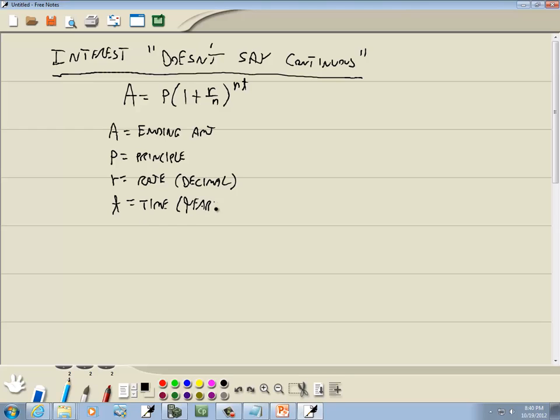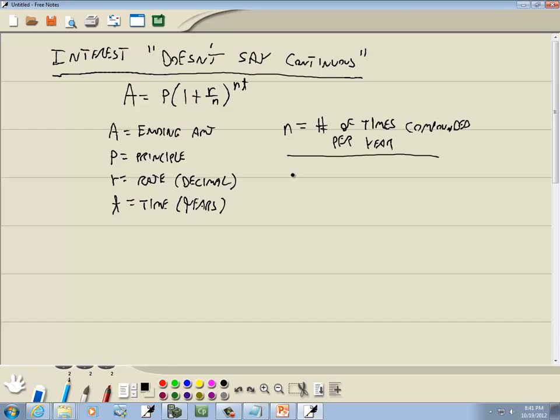So if they tell you 6 months, then you would convert that to years. It'd be 1/2 or 0.5. Now our n is the number of times compounded per year. Compounded is a fancy word for calculated. You calculate the interest, and then you take that interest and put it back into your account. That's what compounded means. It builds.